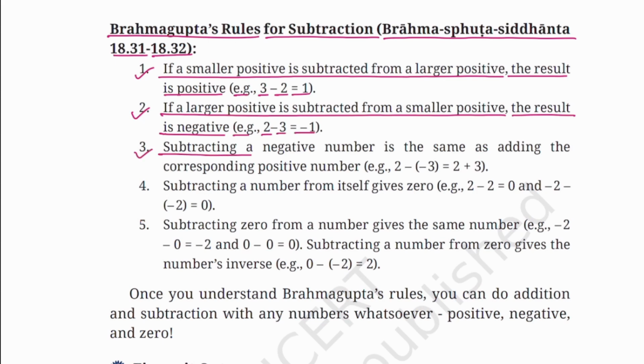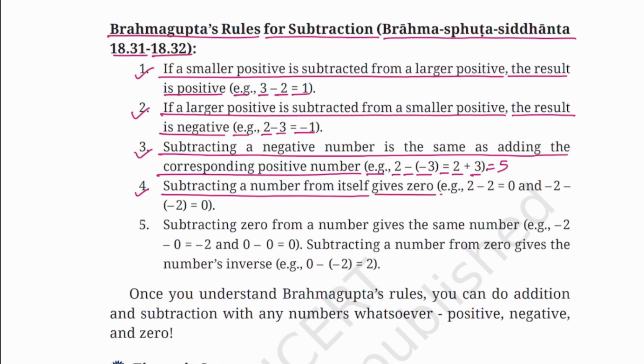3. Subtracting a negative number is the same as adding the corresponding positive number. Example: 2 minus minus 3 is equal to 2 plus 3 is equal to 5. 4. Subtracting a number from itself gives 0. Example: 2 minus 2 is equal to 0. Minus 2 minus minus 2 is equal to 0.